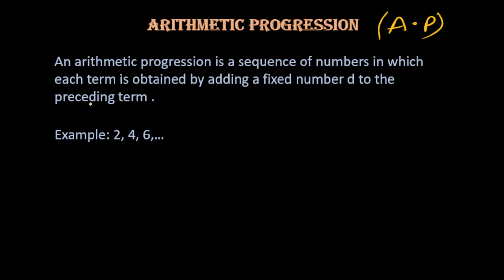So, first of all, let's understand what is an arithmetic progression. An arithmetic progression is a sequence of numbers in which each term is obtained by adding a fixed number d to the preceding term. So what does it mean? This we will understand with the help of an example. One example here I have written, it's actually a sequence. Progression means sequence here, a sequence of numbers. So what type of sequence is there? Like here I have given you example 2, 4, 6 and so on.